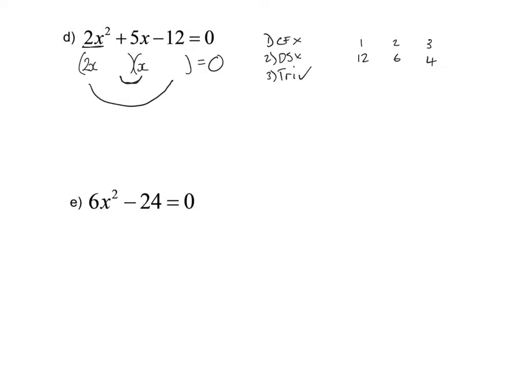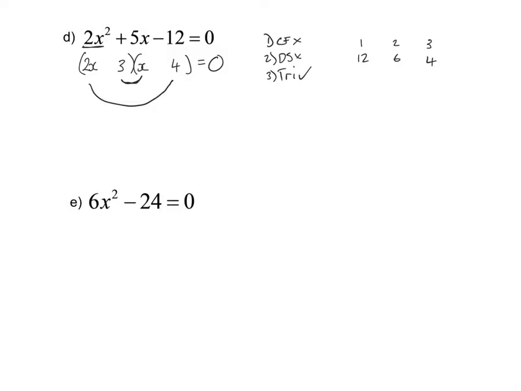So we might start by trying 1 and 12, which would give us inner 1x, outer 24x, and they don't have a difference of 5x. So we could try them the other way around, 12 and 1, 12x and 2x, again, doesn't work. As you get better at this, you'll start to work out which numbers are going to work, but if in doubt, just do it one at a time. We'll try, let's see, 4 and 3, and that gives us an inner of 3x, and outer of 8x, and they do have a difference of 5x.